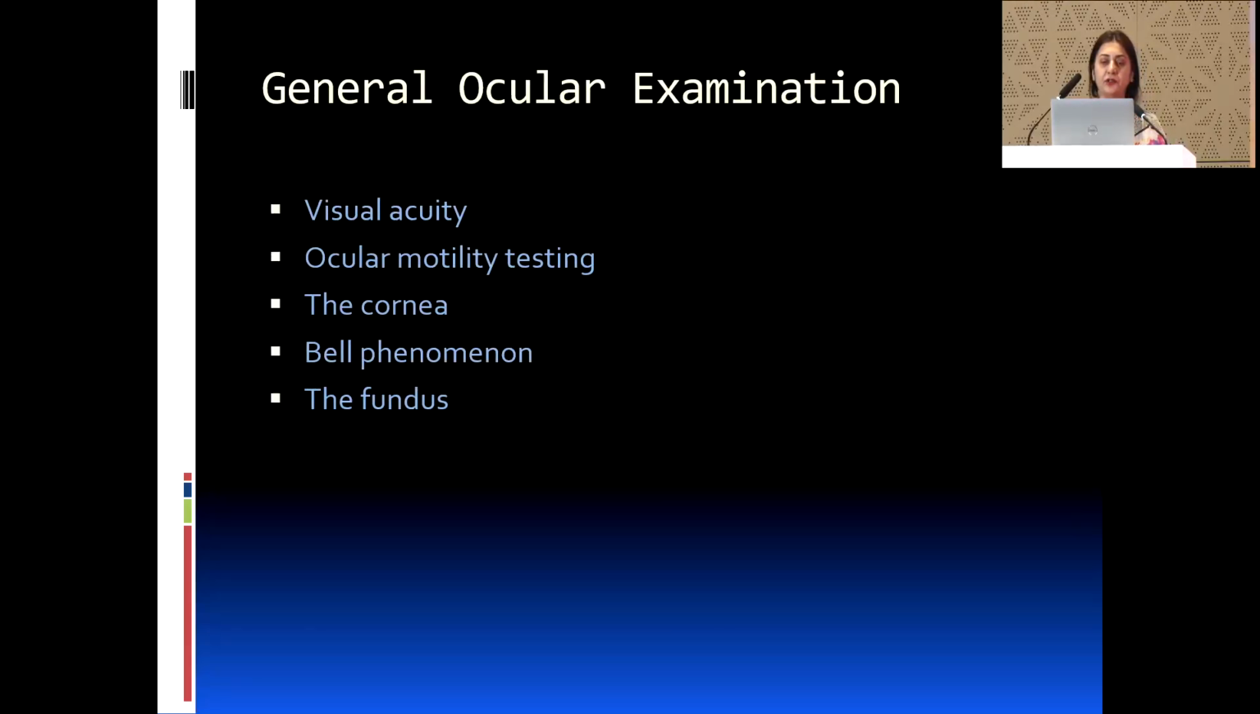In general ocular examination, you have to do basically complete eye checkup, including visual acuity, cornea, any exposure, Bell's phenomenon, fundus, ocular motility.